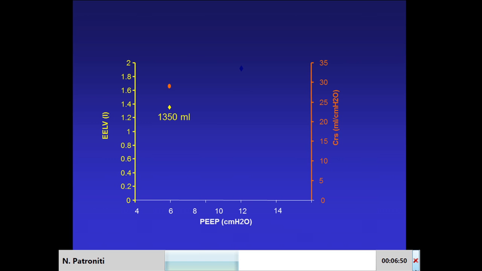You have a ventilator that gives you end expiratory lung volume. You are at PEEP 6. You have an end expiratory lung volume of 1,350, and you have this compliance. If you don't have any recruitment and you change the PEEP, you expect a change in volume due just to the compliance and the PEEP change. So if you have 29 of compliance, you will go up by 174 of volume.